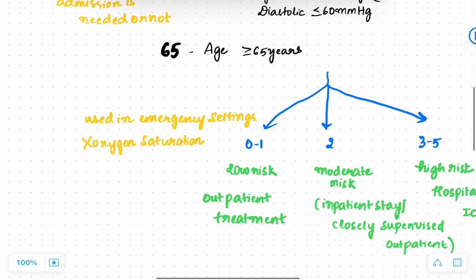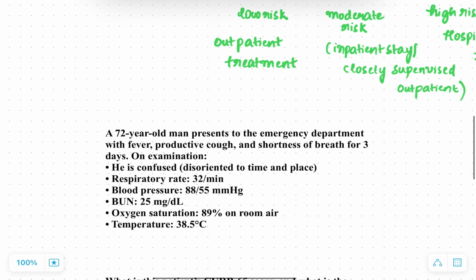So the main drawback of this CURB-65 is that it is used in emergency settings. Oxygen saturation is not taken into consideration in this CURB-65 score. So let us see a clinical scenario.